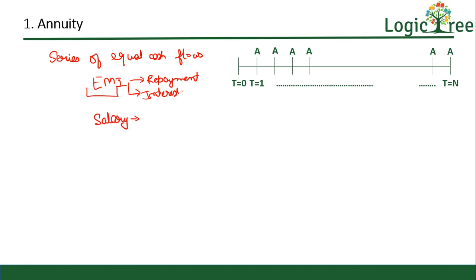So for 1 year, or I would say 12 months, you receive equal amounts from your employer. So that is an annuity. If I represent it over a timeline, it can be represented in this form, where A is the equal installment or equal payment that is either received or paid over a period of time till T is equal to N.